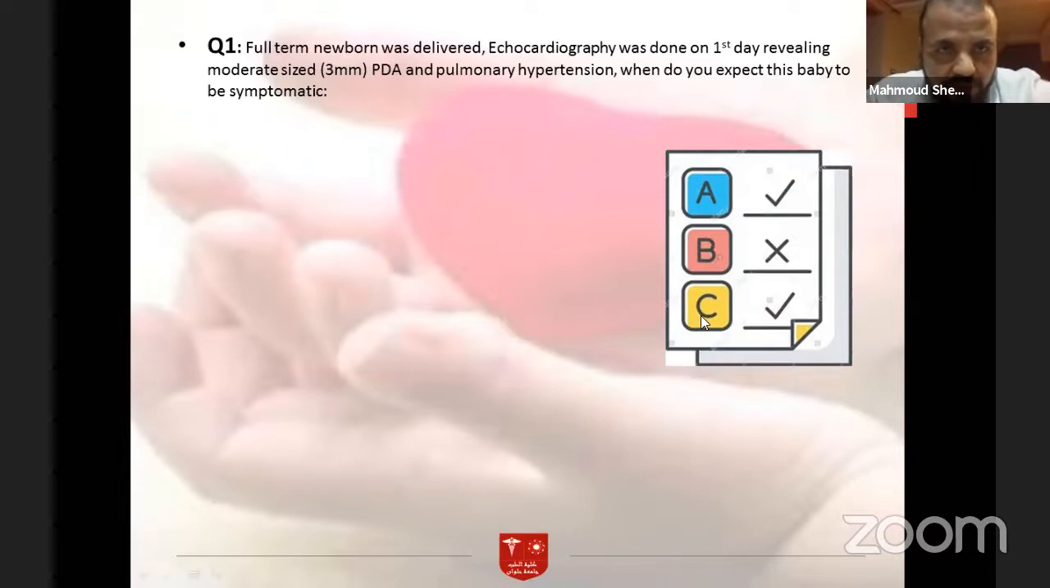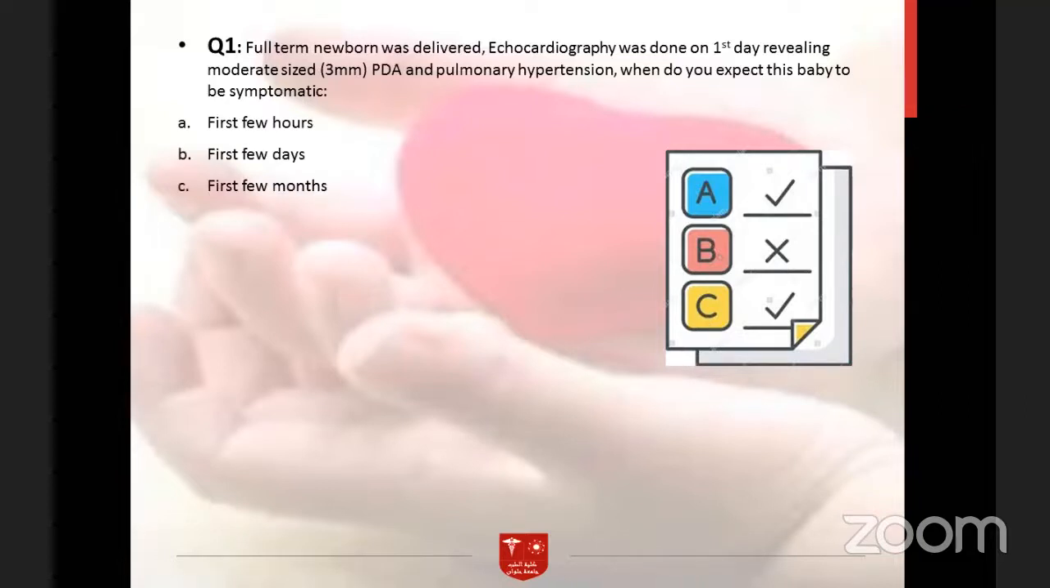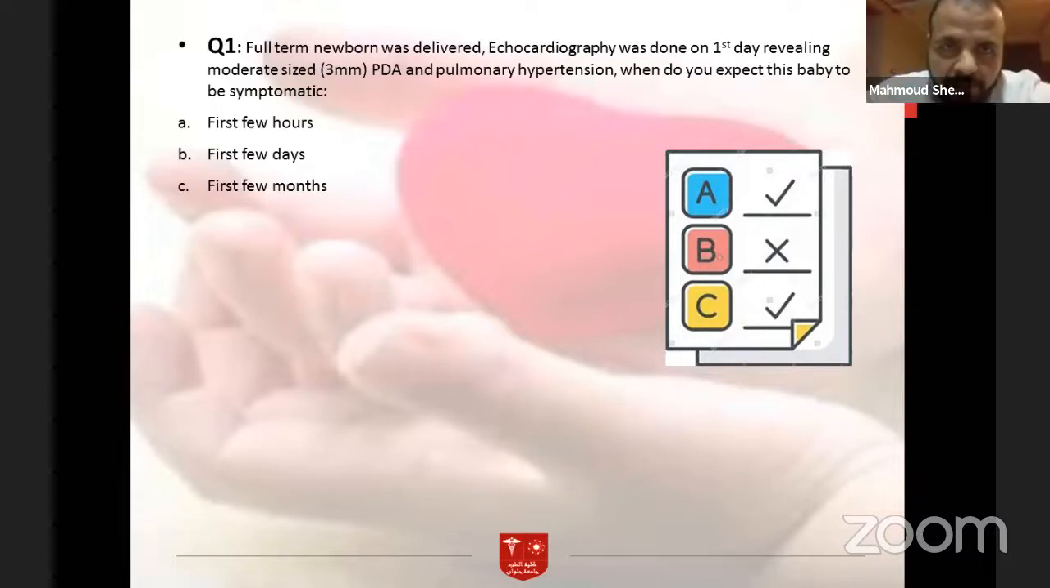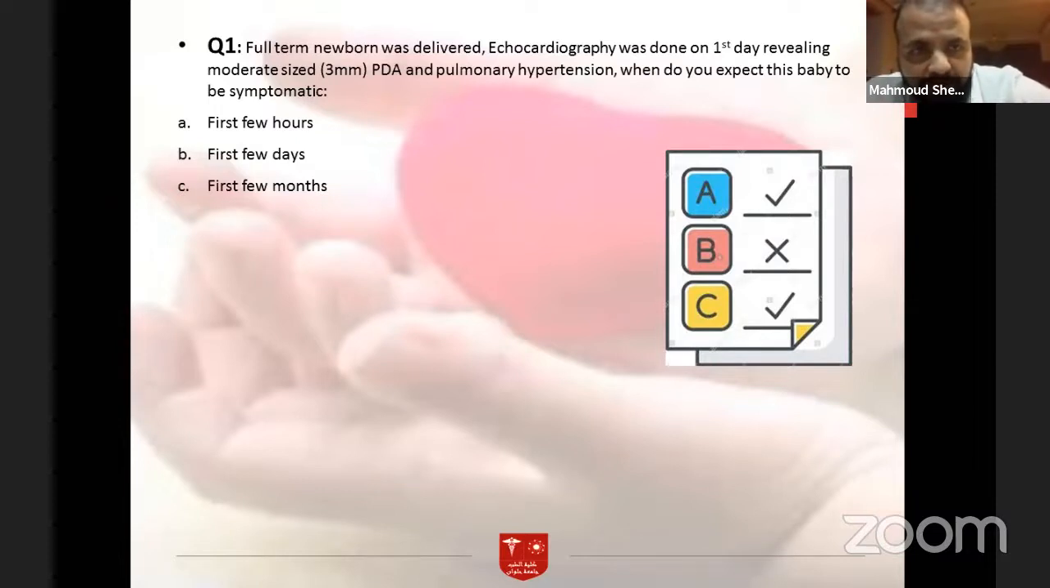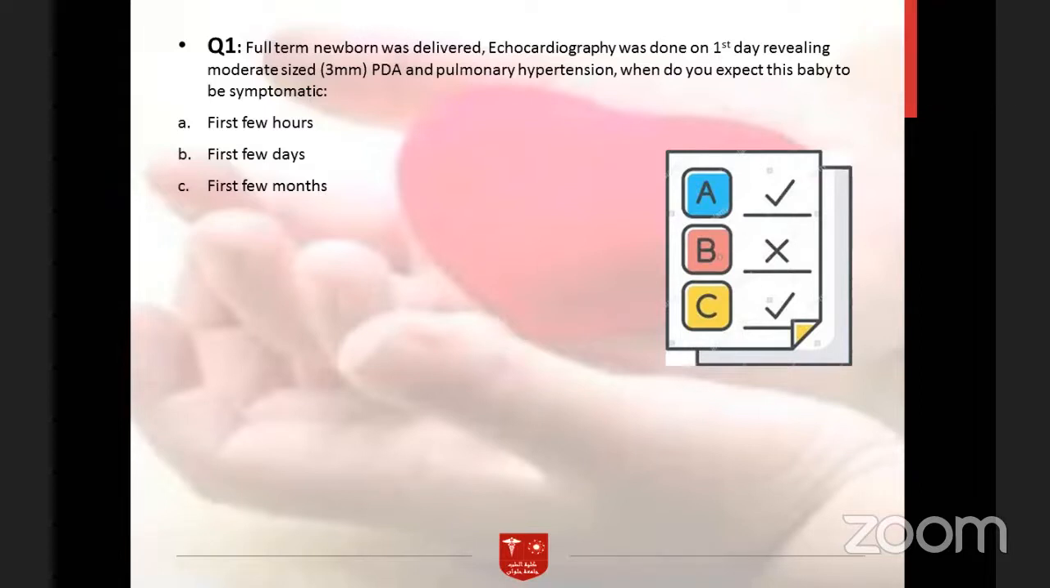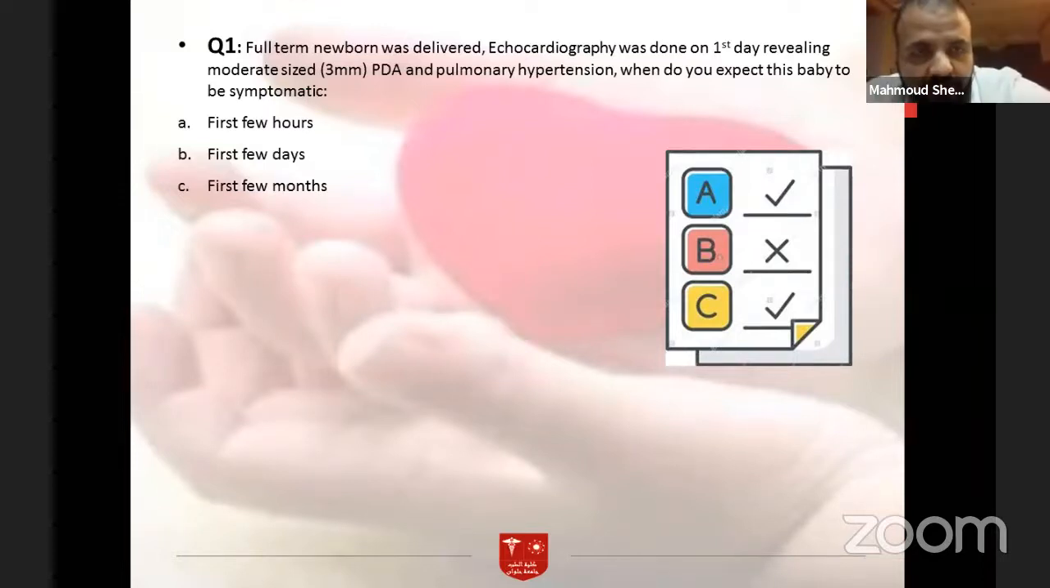Come to the first question. As Dr. Khaled mentioned, size plays a role in this scenario, along with the PVR and the other variables. So we have a full-term newborn who was delivered. Echocardiography was done on the first day, revealing a moderate size PDA according to that classification. So it's 3 millimeters at the pulmonary end, and the baby has pulmonary hypertension. When do you expect this baby to be symptomatic? Is it the first few hours after birth, first few days, or first few months? The question is for the audience, depending on the inputs that we have from the first part of the lecture.